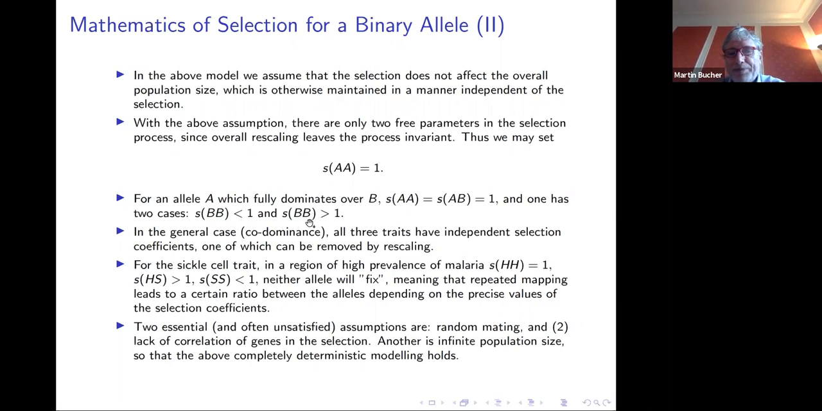And then in the general case, the jargon is codominance. Well, all three selection coefficients would be different. And then in the sickle cell trait, we can set the normal hemoglobin equal to 1, but we would want the heterozygous one to be larger, so it's favored, and then the sickle cell homozygous less than 1.